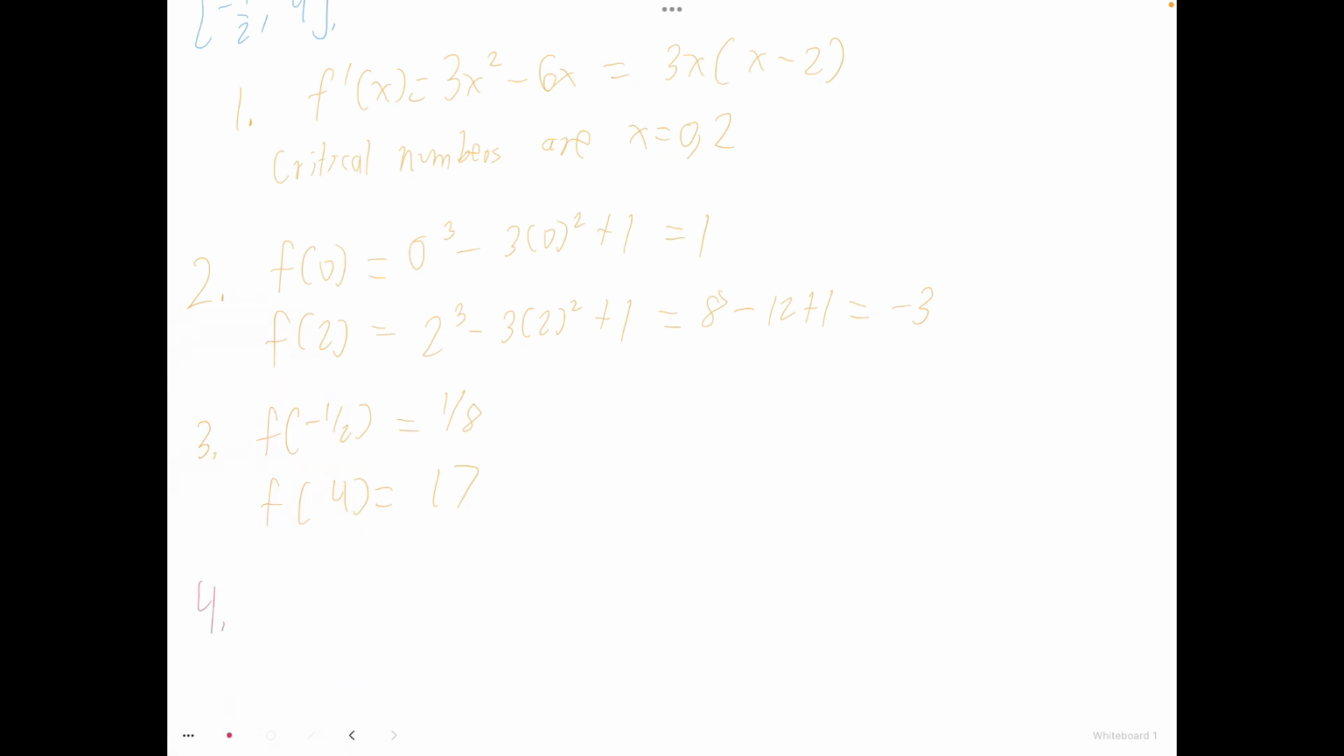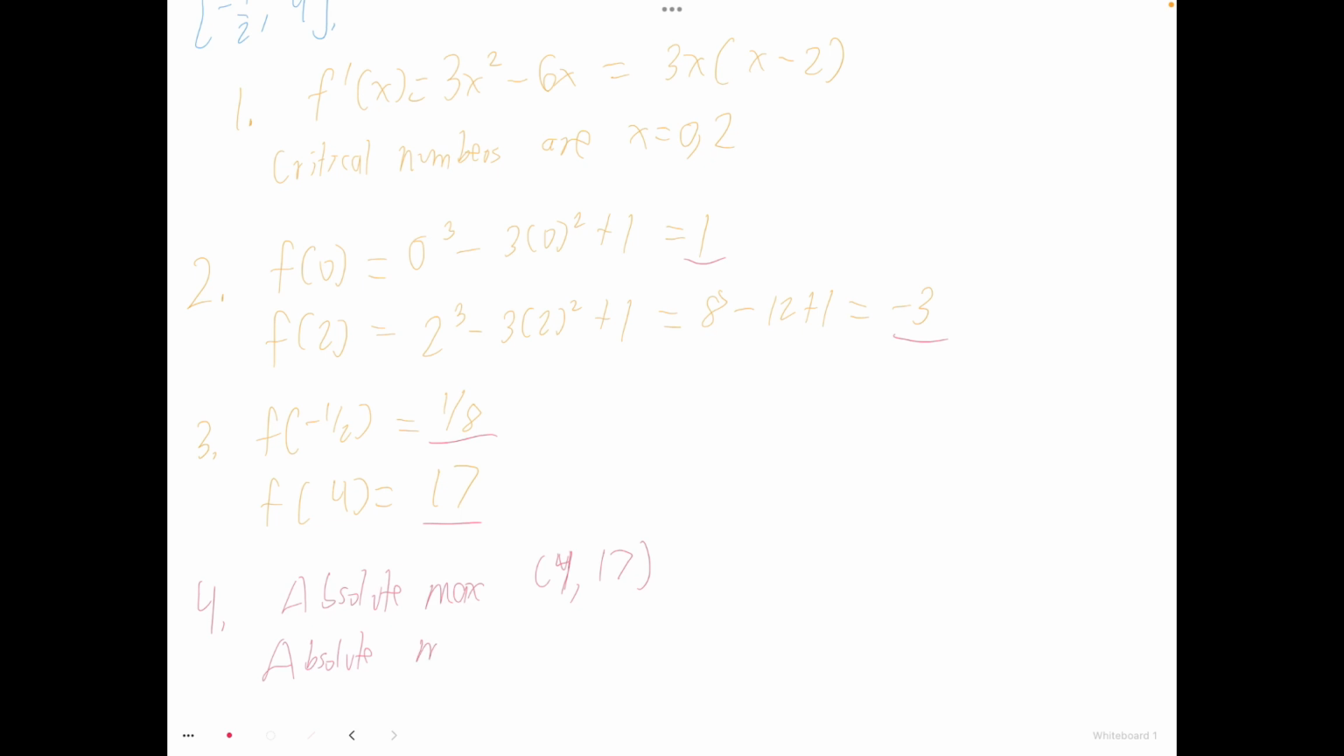So now step 4 is just identifying things. And so we have the absolute max. The absolute max is where the largest value occurs. Our numbers are 1, -3, 1/8, and 17. 17 is the largest, so the absolute max is the point 4, 17. Remember, the value is 17, and it occurs at 4.